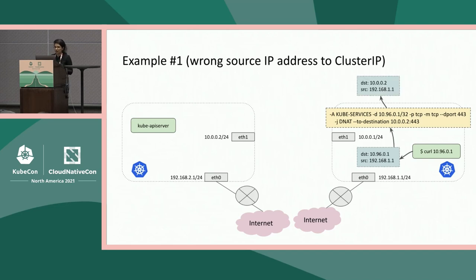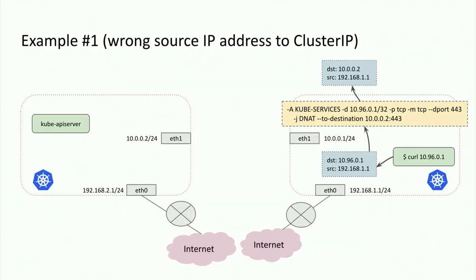This request is going to hit the iptables rule that's installed by Kube proxy. And the rule states that all the traffic that's destined to the Kube service cluster IP needs to be DNATed to the Kube API server pod IP address. So after the rule, we can see that the destination IP address has been translated from the cluster IP to the IP address of the Kube API server pod. This request reaches the destination Kubernetes node, and it's routed through the eth1 interface, and then it's delivered to the Kube API server pod.